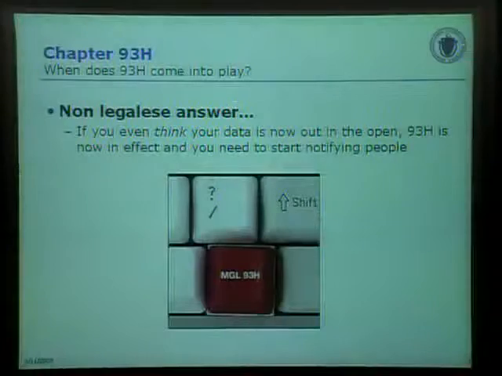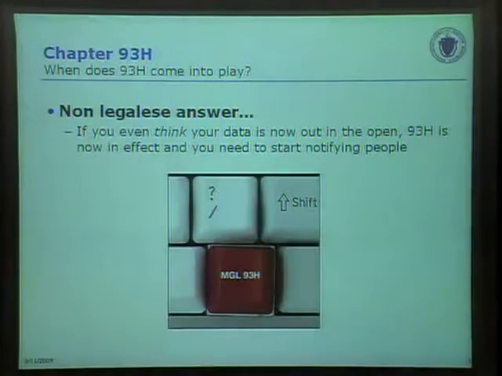It basically means, are you willing to testify in a court of law that your information hasn't been breached? And chances are, if they've gotten to your database server or somehow have accessed your information, you have to basically assume the worst case scenario, that your data is out somewhere in the middle of Eastern Europe. Like I said, if you even think your data isn't safe, 93H is now in effect and you need to start notifying people. And I'm sure some intrepid person pretty soon is going to come up with the 93H emergency button. It hasn't been released yet, but I'm sure Ron Popeil or somebody is going to come out with this.